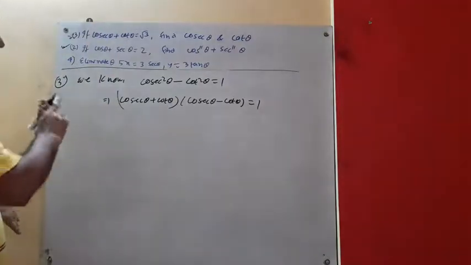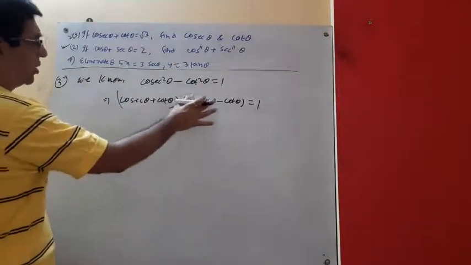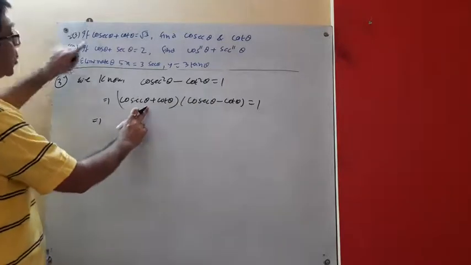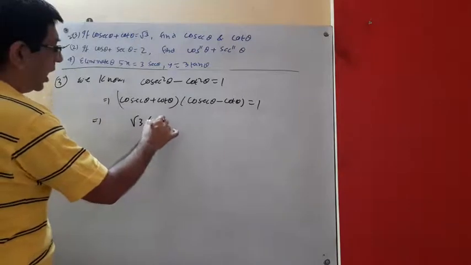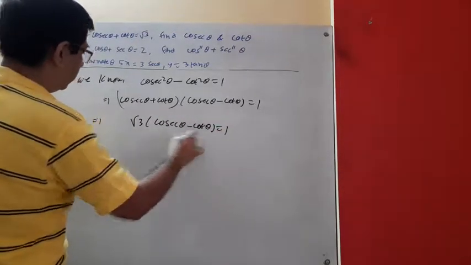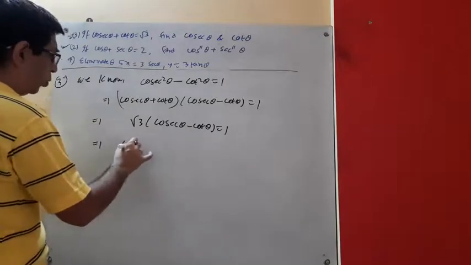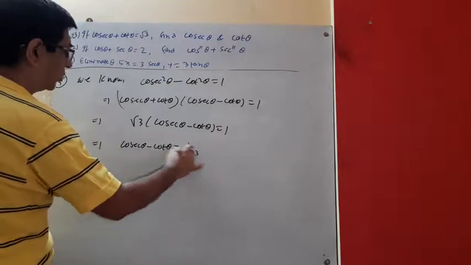Okay, so we know that cosec square theta minus cot square theta equal to 1. So a plus b into a minus b. Now, this portion is given, cosec theta plus cot theta equal to root 3. Put the value of this one and write this one. That is equal to 1. So we are getting cosec theta minus cot theta equal to 1 by root 3.